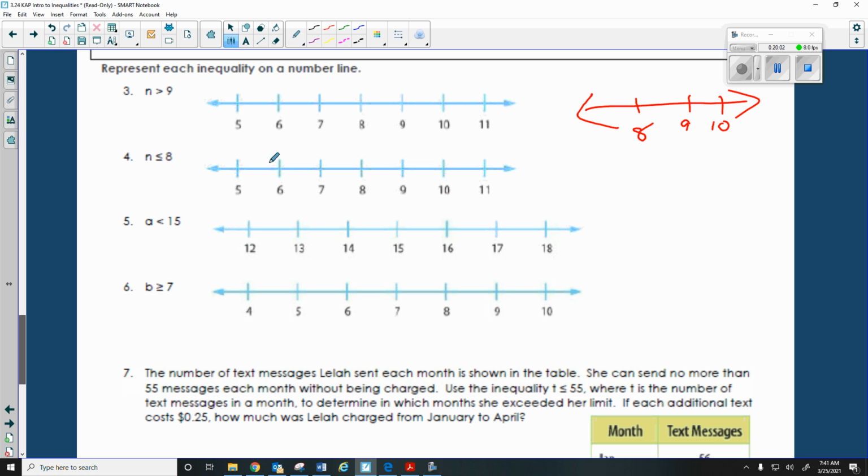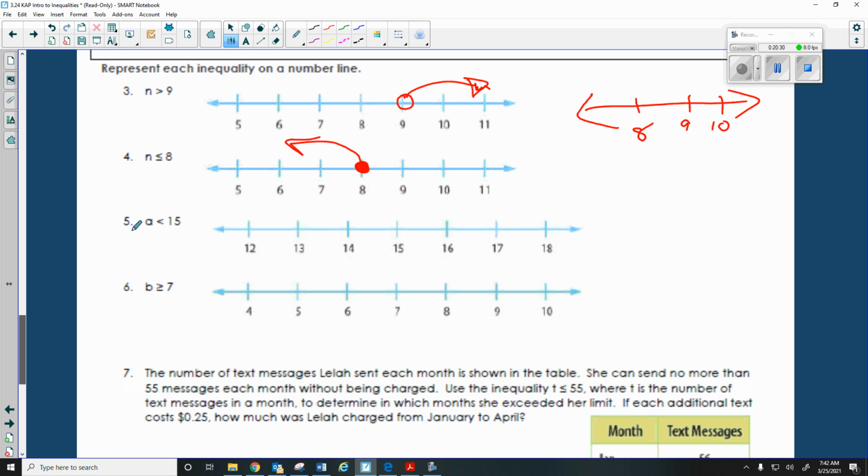Okay, number 3, open or closed. It's going to be an open dot on 9, and then it's going to be towards the 8 or the 10. It's going to be towards the 10. All the numbers that way. Number 4, think open or closed. It has the line, so that's going to be closed. Which one makes it work? 7 or 9? 7 makes it work.